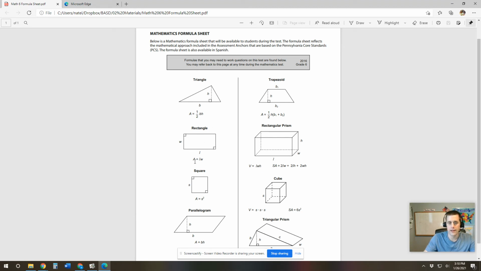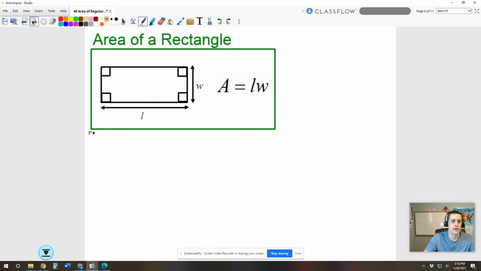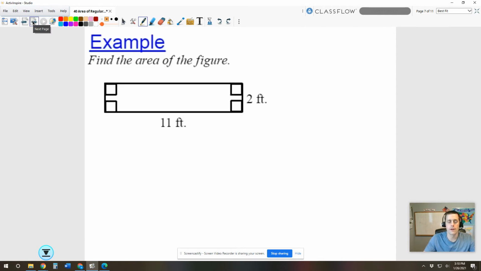Here we have our rectangle, and you'll see the area is A equals LW. L meaning the length of the rectangle, W meaning the width of the rectangle, and because those variables are touching each other with nothing in between, means we are going to multiply those values. So let's try an example out. Work along with me as we calculate the area of this rectangle.